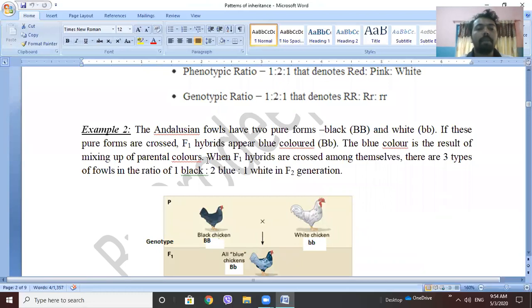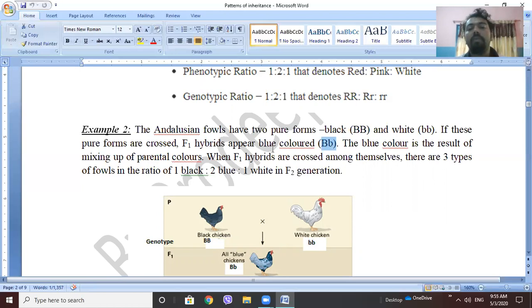Okay, so the next example is in Andalusian fowls. The parents are two pure forms. You have black represented with BB alleles, and white represented by small bb. So when we cross them, the F1 instead of becoming black is intermediate between the parental traits of black or white, so it will appear blue. So this is represented with this one. Your blue color is not the parental phenotype mixing up, but an intermediate color.